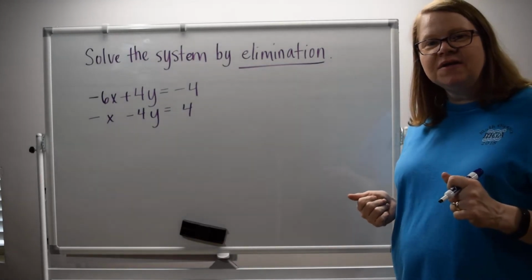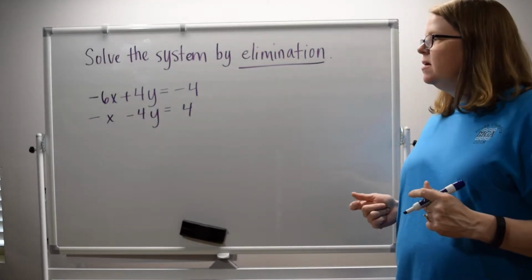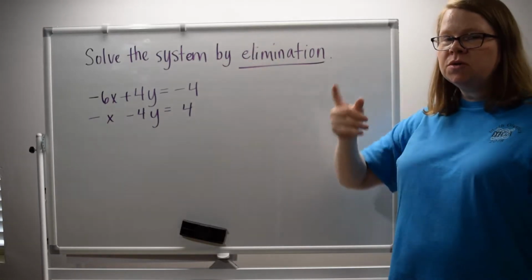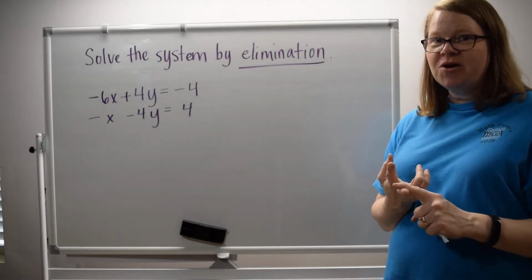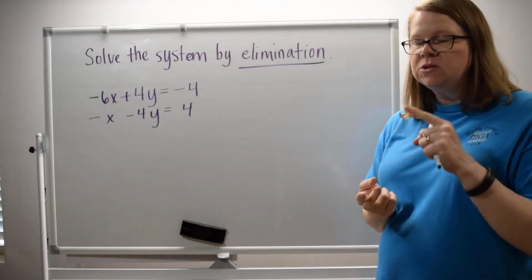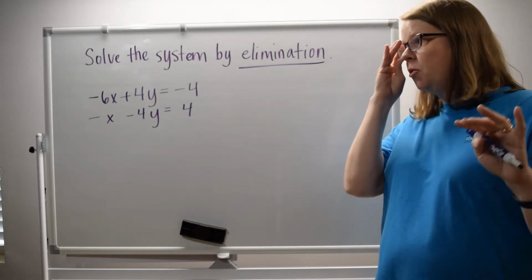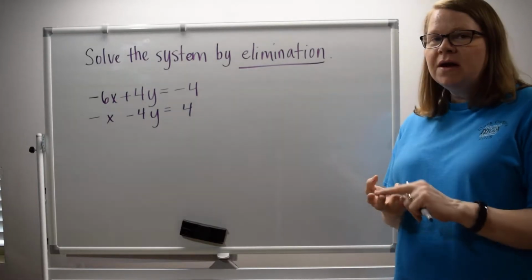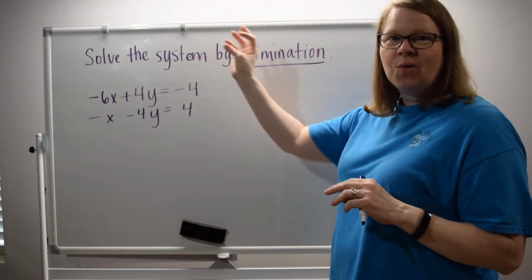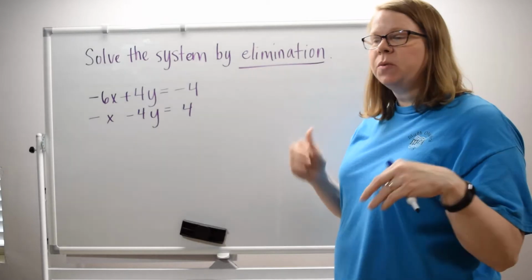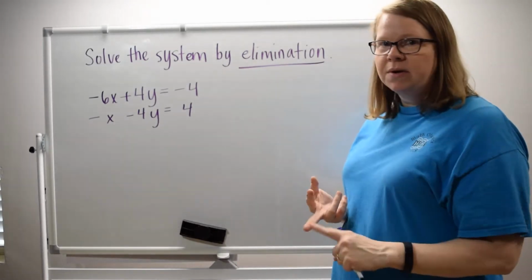Y'all, let's look at solving systems by elimination. So in this problem, we want to eliminate one of the variables. So what in the world does that mean? Eliminate means get rid of it completely, get it out of the problem. And a variable is either the x or the y. They're both variables, so we either want to get rid of the x's or get rid of the y's.